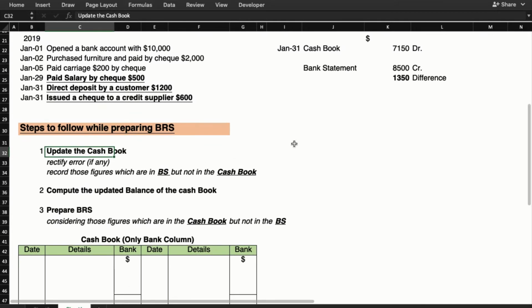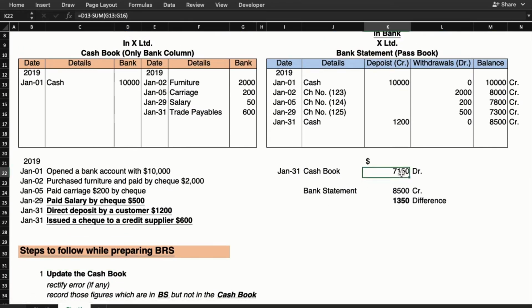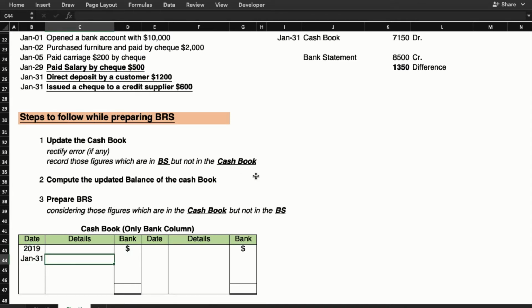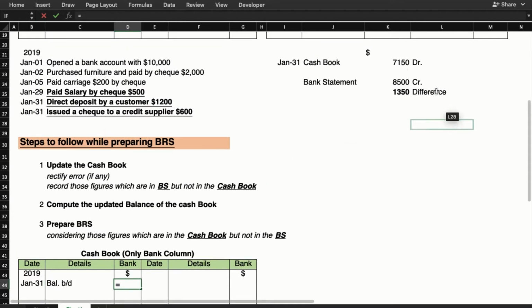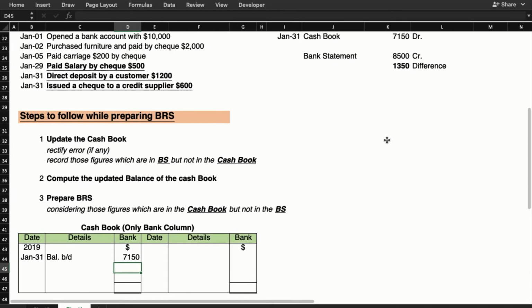So let's start. So first I will update the cash book. So when I prepared the cash book, it was showing balance of $7,150 earlier. So I will start with this balance. So I will write here 2019 and Jan 31st, and it is showing debit balance. So I will write here balance brought down, and the balance was $7,150. Okay, so I will start with this balance.